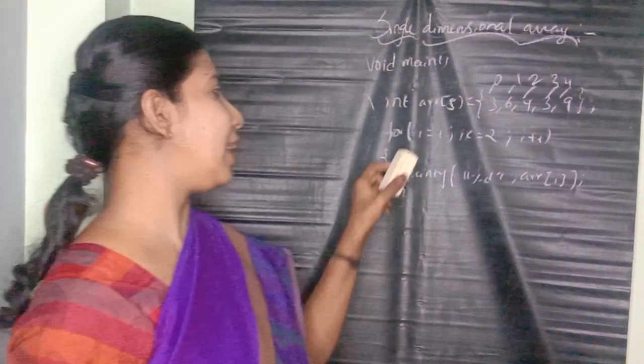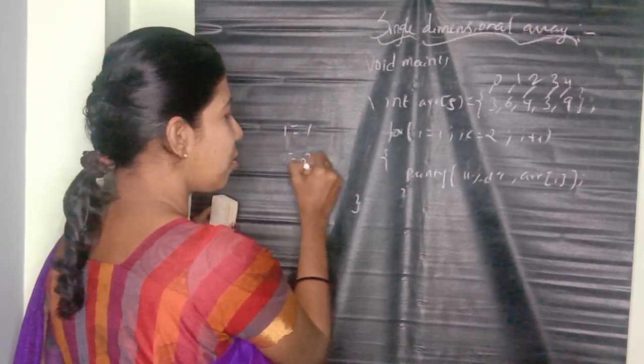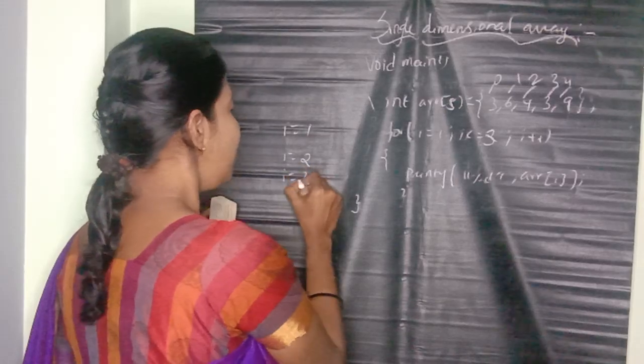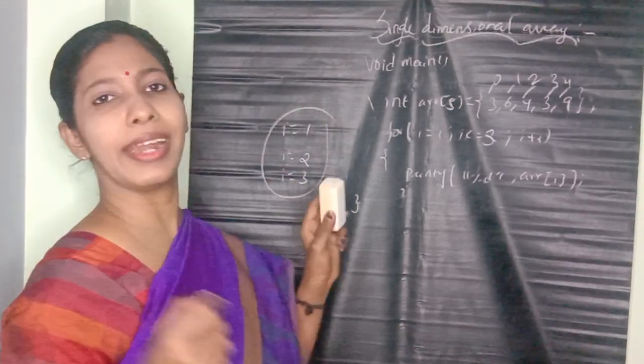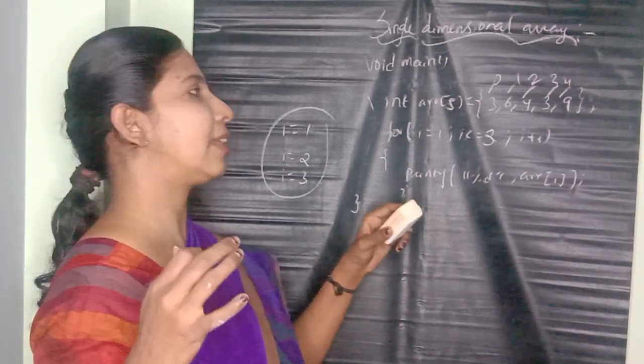For I is equal to 1, I is equal to 2, I is equal to 3. The loop will get executed 3 times according to the condition. This is a for loop.